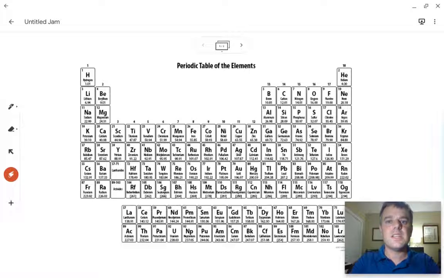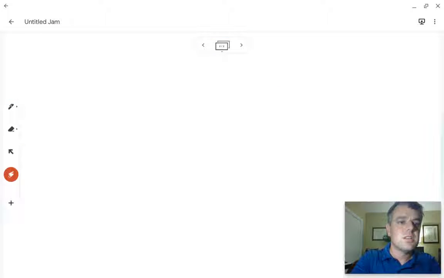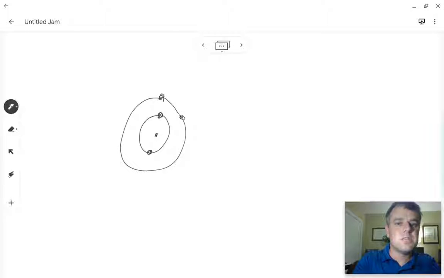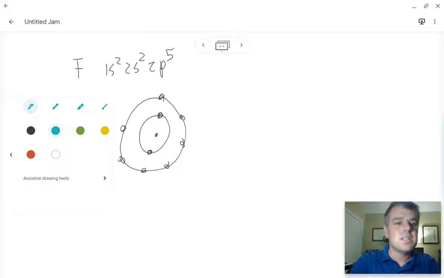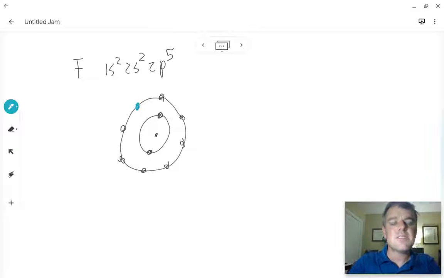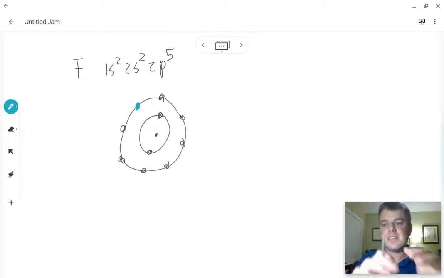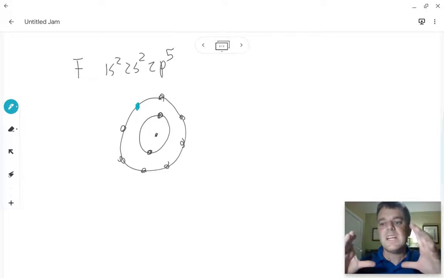So if we consider the case of, for instance, let's go back to our good friend fluorine. We've got a nucleus in the middle, and then we've got 2 electrons in the first energy level, and we've got 1, 2, 3, 4, 5, 6, 7 in the second. So this is fluorine, which is 1s2, 2s2, 2p5. When it gains another electron, electrons repel each other, so they're going to kind of take that whole energy level, push it out a little bit more, make it a little larger.